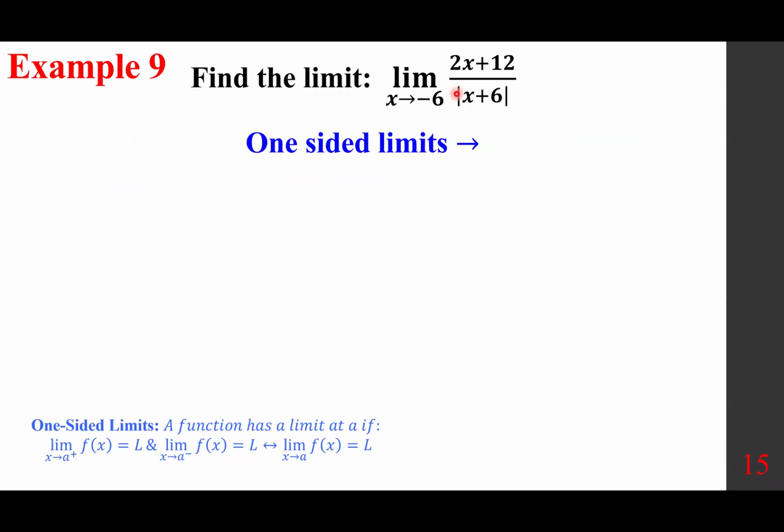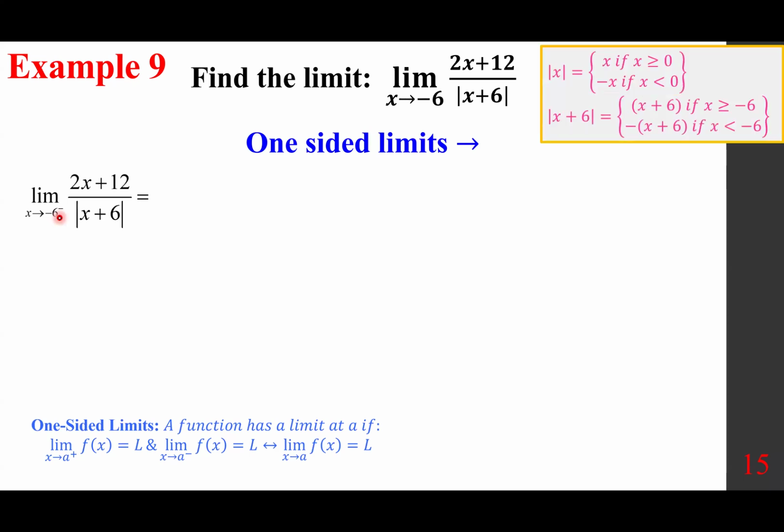Find the limit of 2x plus 12 over the absolute value of x plus 6 as x approaches negative 6. So we're going to look at one-sided limits. So the limit of 2x plus 12 over the absolute value of x plus 6 as x approaches negative 6 from the left. So let's remind everybody of the absolute value and what it means.